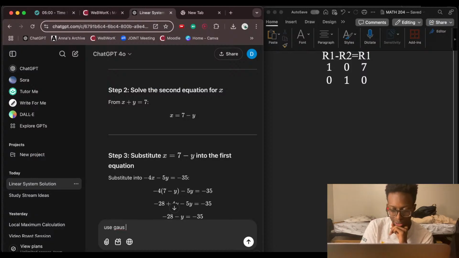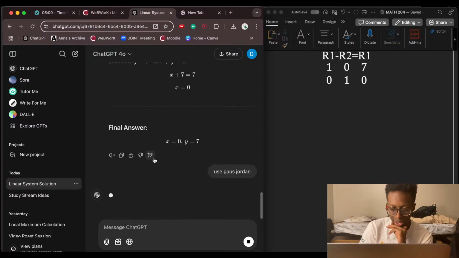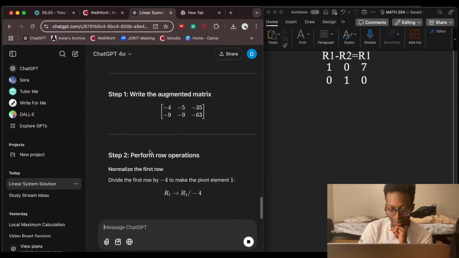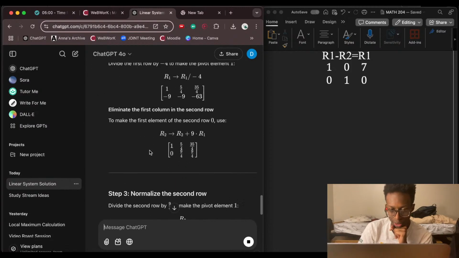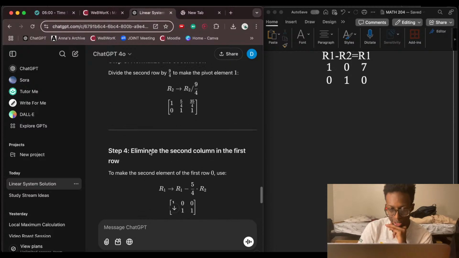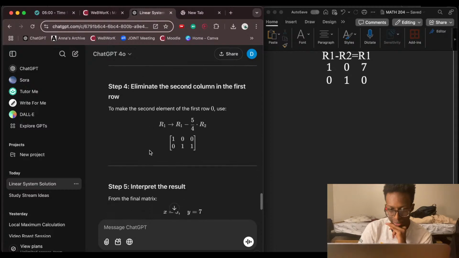Use Gauss-Jordan, because that's the way that we're using. Well, that's what elementary operations are. But let's just see. So divide. Okay, so they're dividing. Easy. Interesting. 9/4.